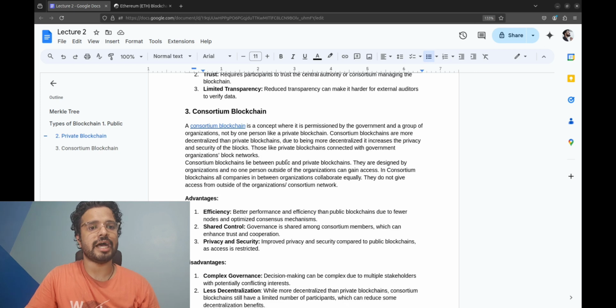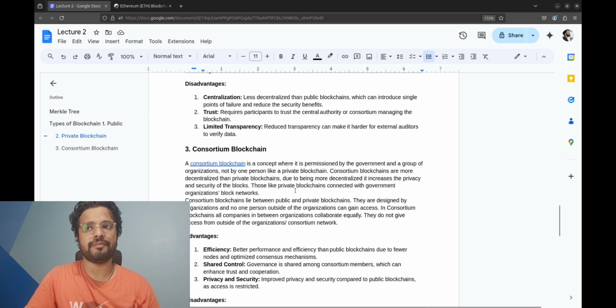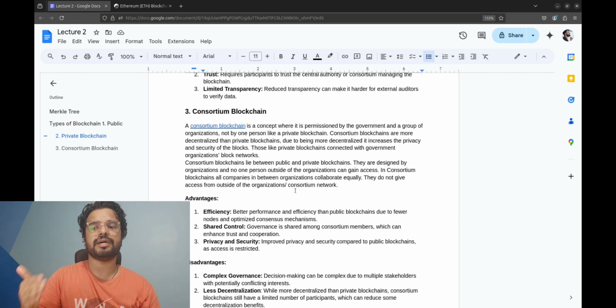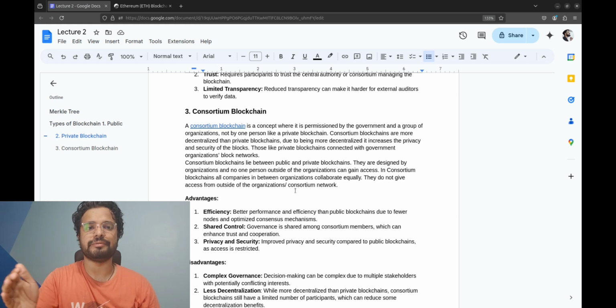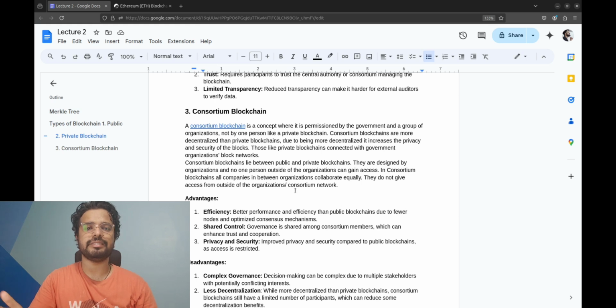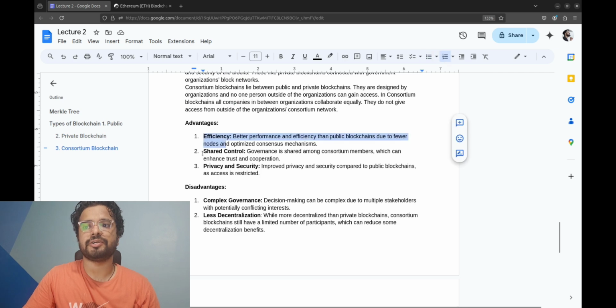Consortium blockchain is a hybrid blockchain, similar to private. It has the benefits of a private blockchain, like efficiency. It is very fast, and privacy and security are the same. But here, there is a group of validators, a group of organizations that will act as validators, and there is a governance system. So it is more decentralized than a private chain, but less decentralized than a public chain. So the advantages are efficiency, shared control, privacy and security.